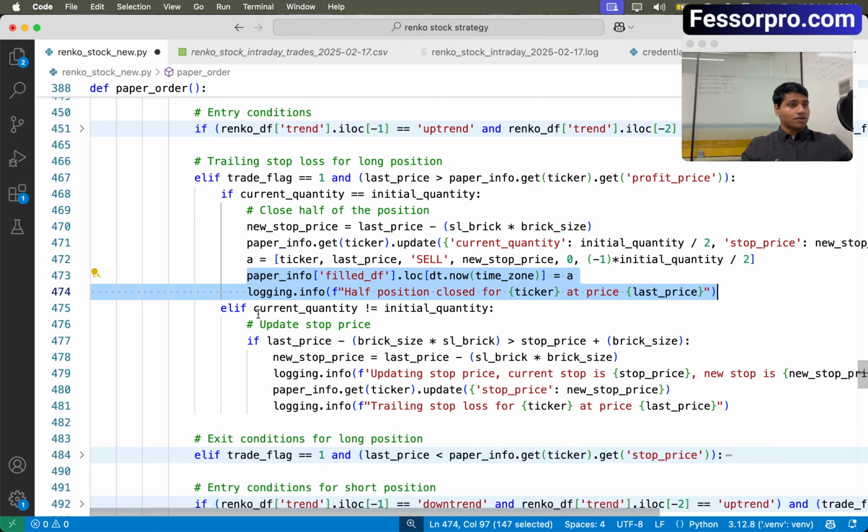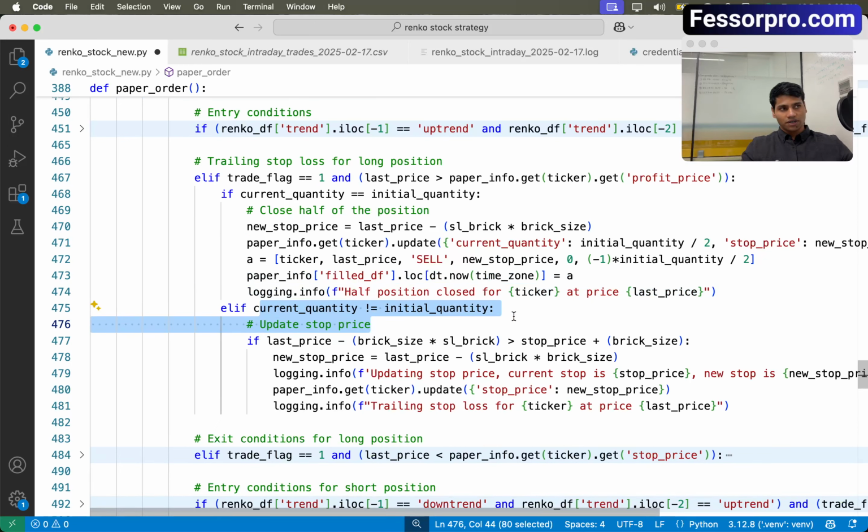Now, if my current quantity is not equal to initial quantity, then what does it mean? It means that you have already breached the take profit once. Now, from this point onward, we have to trail, right? So we have to update the stop price now. When will I update the stop price? I'll update the stop price when my last price minus SL brick into brick size is greater than the stop price plus brick size.